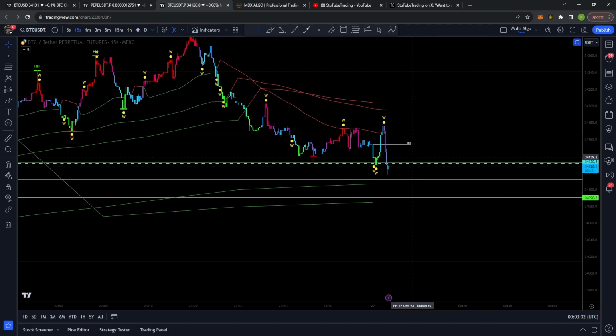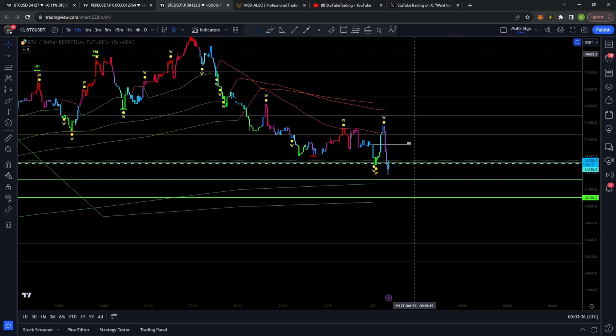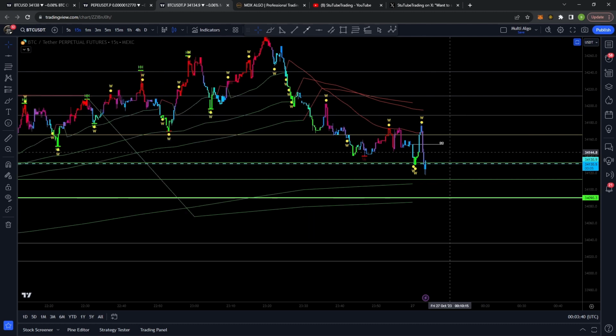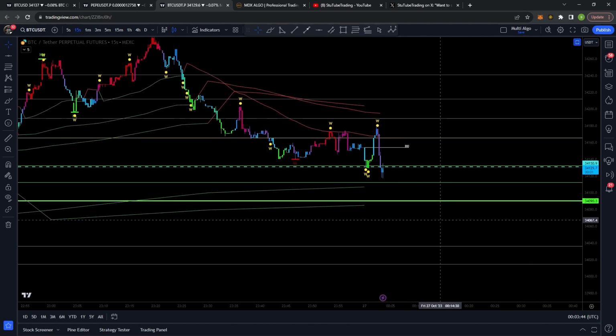I'm tempted to take another one here because we're getting close to the 886, but I'm not going to get greedy here, guys. That may be a perfect bottom again, but I'm not going to push my luck here. I'll take the win for the win there.